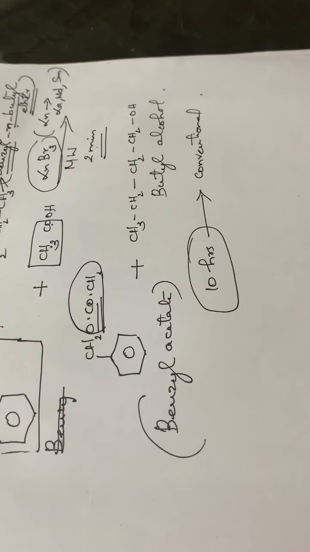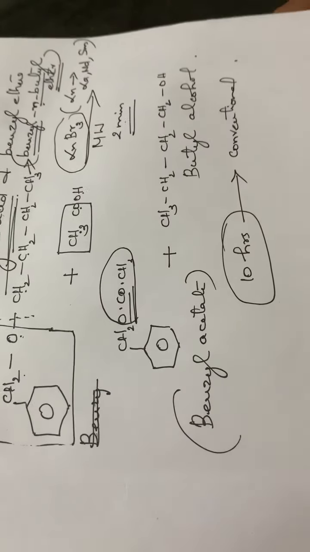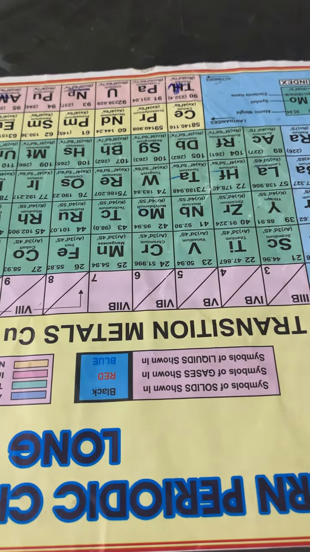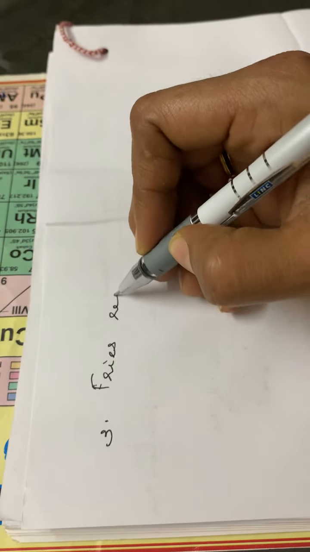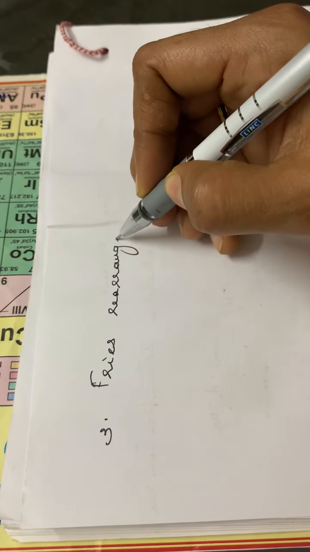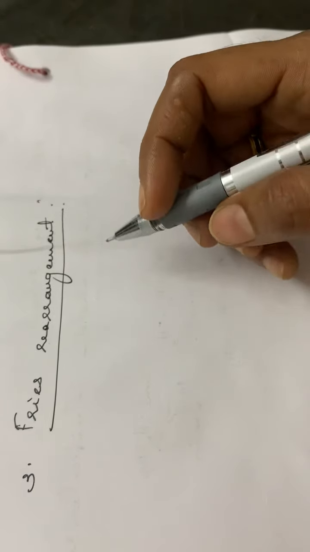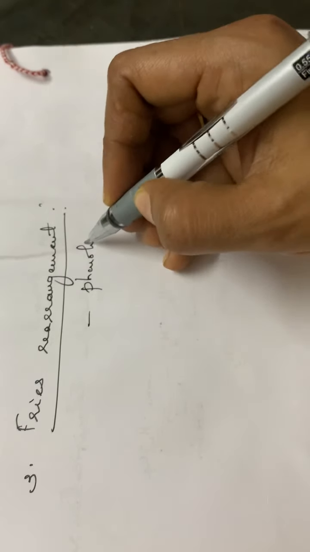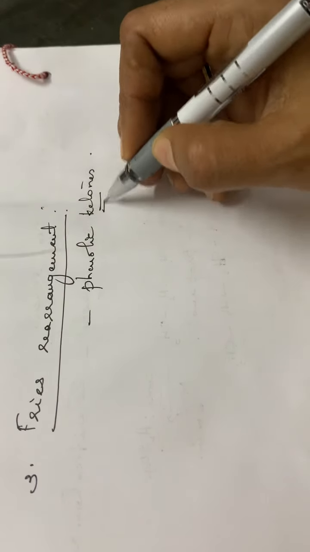Then the next reaction, the third one, is the Fries rearrangement reaction. Hope you had written this. The Fries rearrangement is used for the preparation of phenolic ketones, that means the formed compound will have a keto group as well as an OH group.